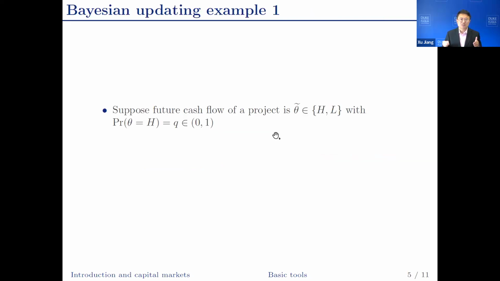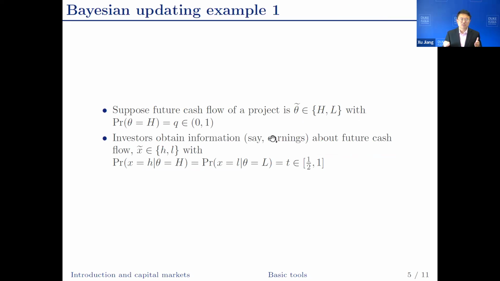Suppose the future cash flow of a project, denoted by theta, is either big H or big L. Theta is exogenous. Investors cannot observe whether theta is big H or big L, but they perceive theta is H with probability Q for some number Q. Subsequently, investors obtain some information, let's say earnings information about theta. They know this earnings information as X, which can be small h or small l. In this setting, assume that conditional on theta equals big H, the probability of X being small h is the same as conditional on theta equals big L, X being small l, to be some number t that is between 1/2 and 1. After observing those future cash flows, investors are going to form posterior beliefs about theta using Bayes' rule.